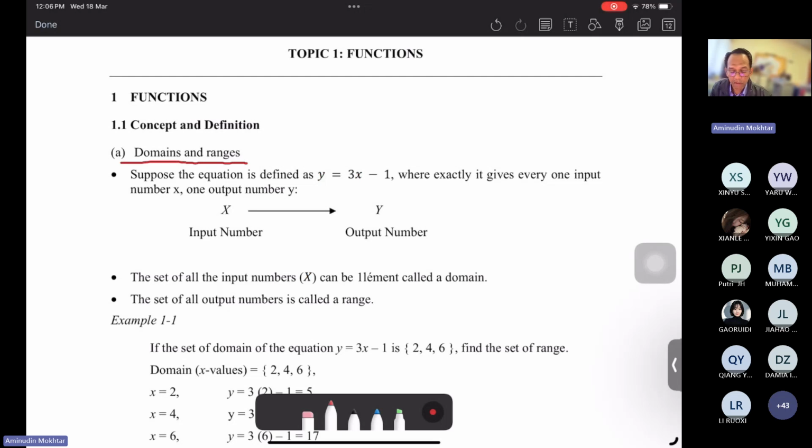There are two basic definitions you need to know. The concept of domain and range will be applied until the last topic of this course, because domain and range is closely related to the function.